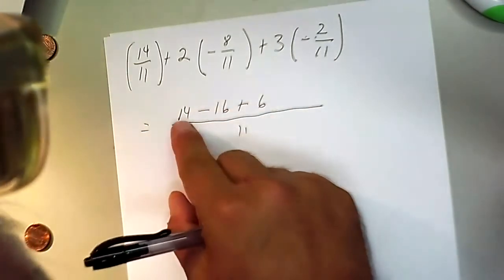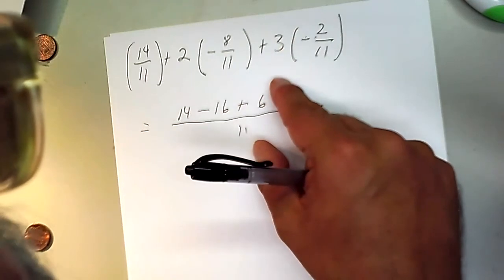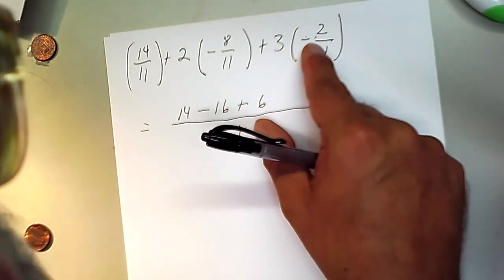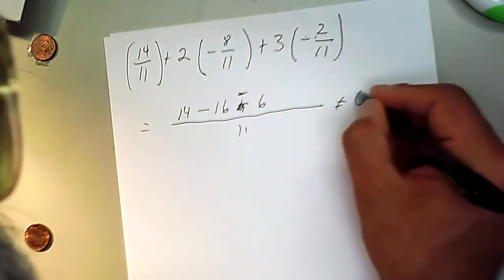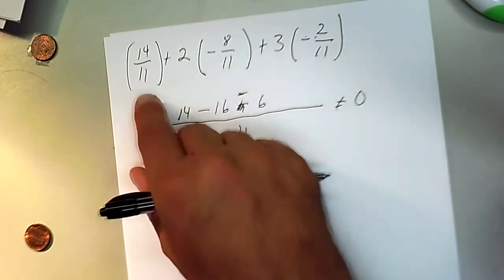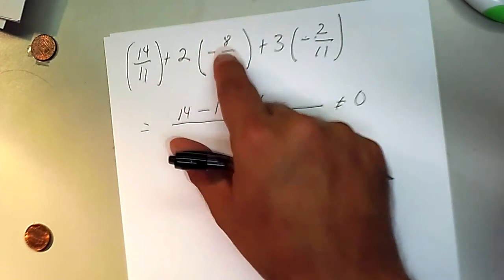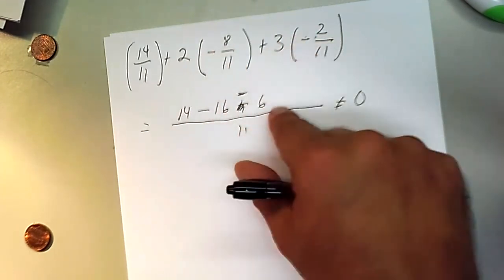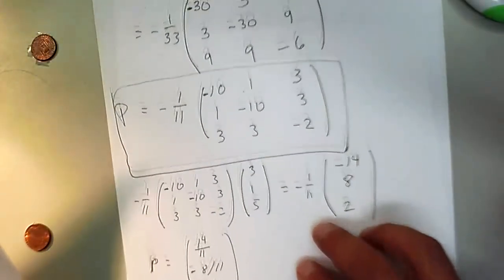Yep, there's a mistake because, oh, that's supposed to be a negative. So that is not 0. And that means this point does not belong to the plane. 14 minus 16, 2 times 8 is 16, minus 6. No, that's not 0. Whatever it is, it is not 0.